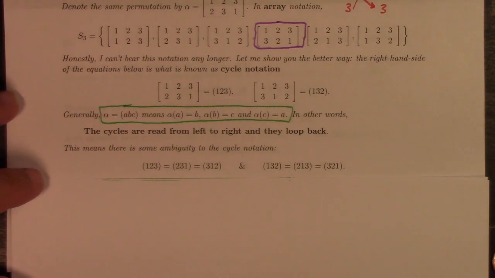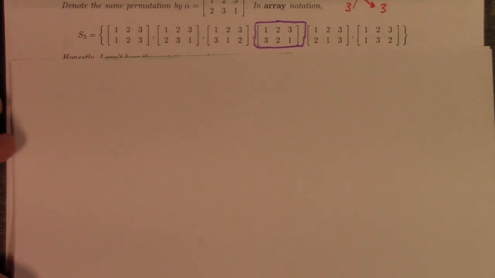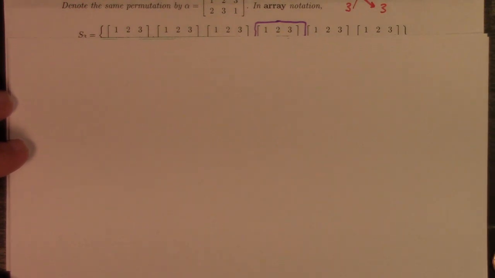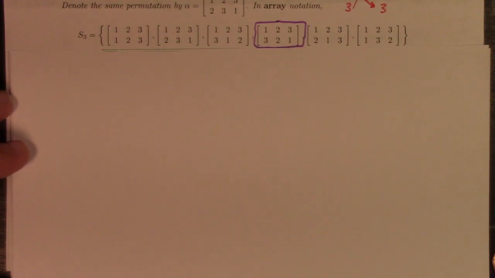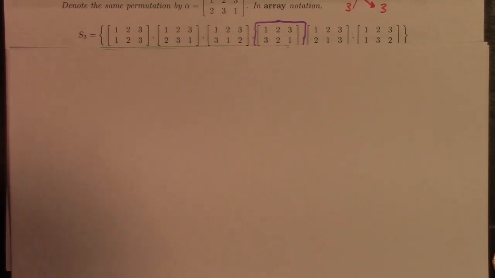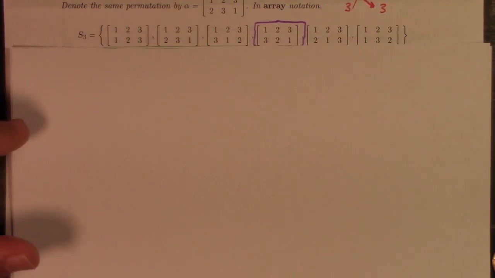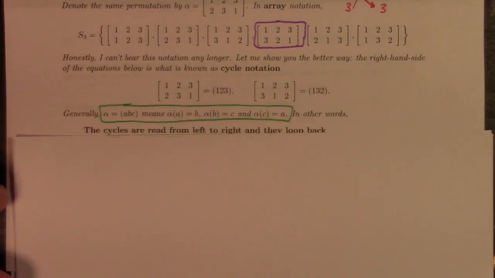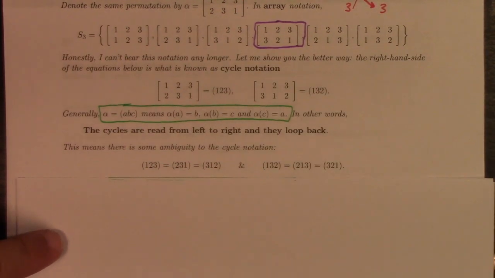And there's ambiguity in the cycle notation. I mean, there's no ambiguity in the array notation. You've got to give it that. In other words, if we insist that the top row in the array be written in order, then the next row unambiguously defines the permutation. There's just one array for each permutation in the array notation. In contrast, in cycle notation, there's an ambiguity.